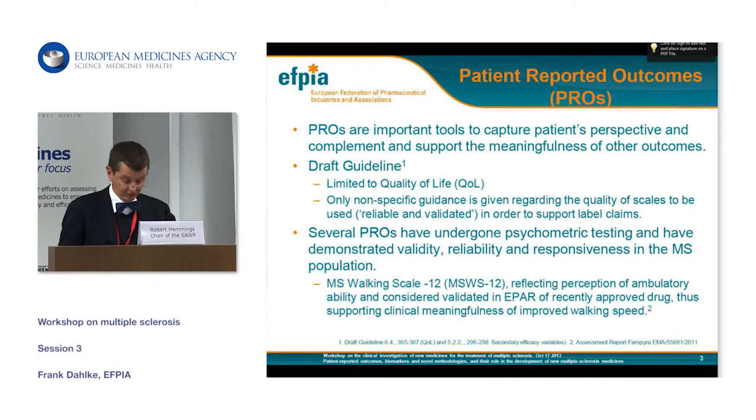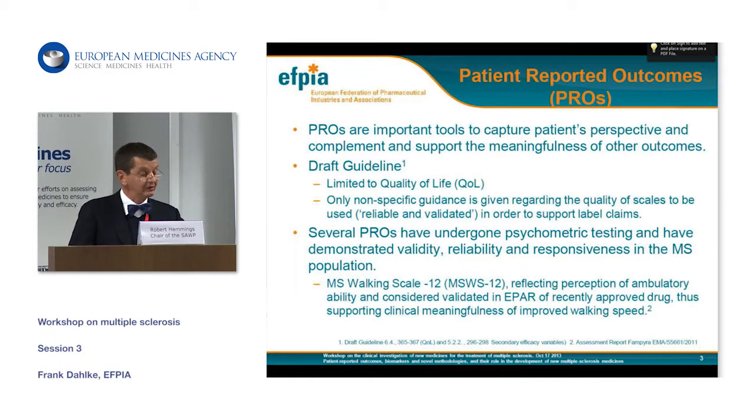So why is it important to cover patient-reported outcomes in the MS guidelines? I think that had already been touched upon in the morning discussion. They are important tools to capture the patients' perspective, and they complement and support the meaningfulness of other measures. So we very often are left with an objective measure which gives you a couple of seconds. We had the discussion this morning on the walking test, but what does it mean? And I think, or we think, that is a context where patient-reported outcomes may play a major role.